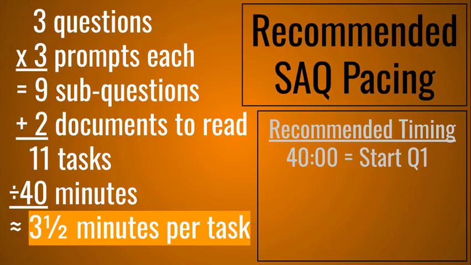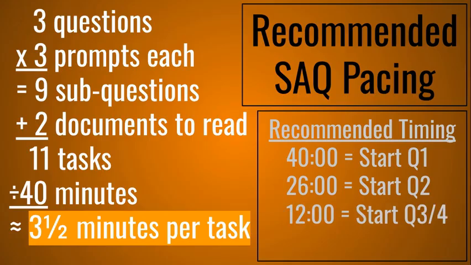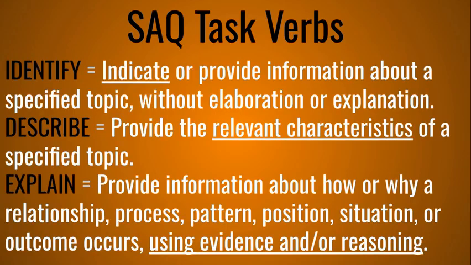Anyway, in terms of the pacing of your work, you will start with 40 minutes on the clock with the digital exam. That means that you should be wrapping up question 1 and starting question 2 at around the 26-minute mark. You should be wrapping up 2 and starting 3 or 4 at around the 12-minute mark. And you should, in theory, have 2 or 3 minutes left to proofread and make sure everything is as you want it.